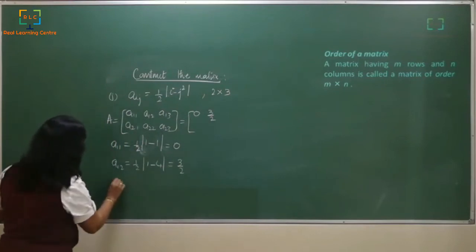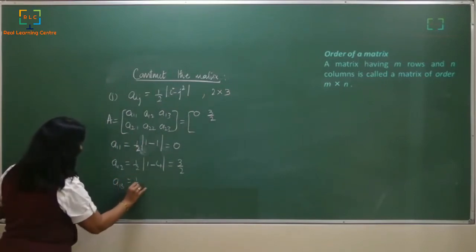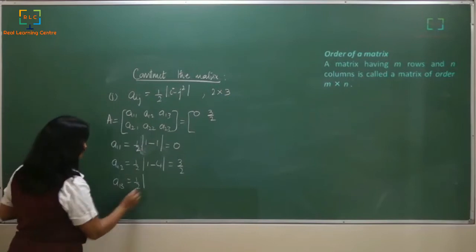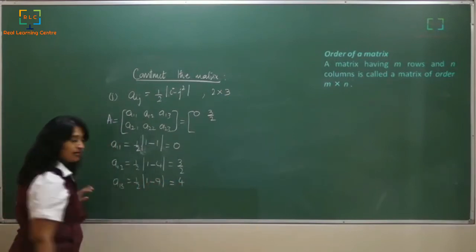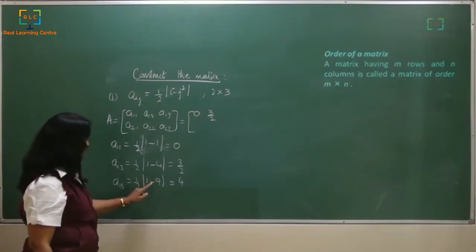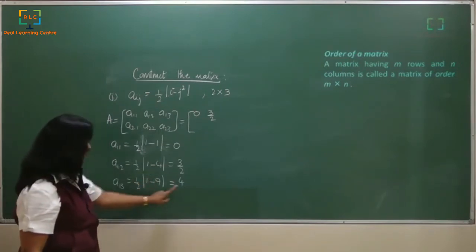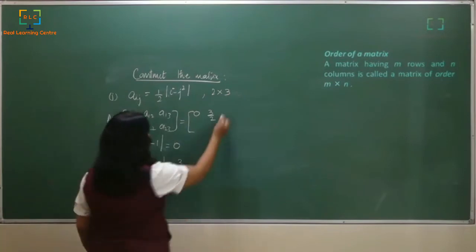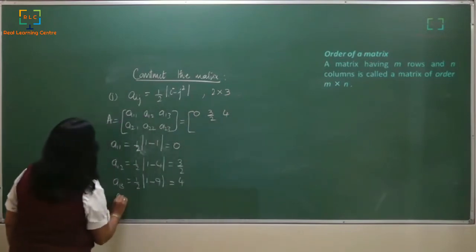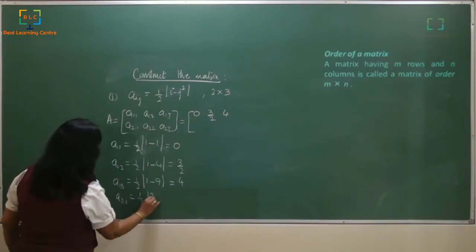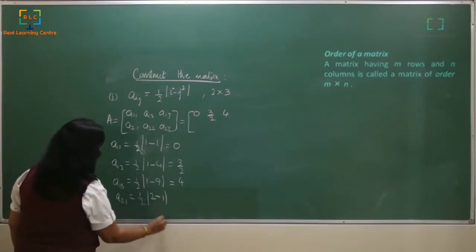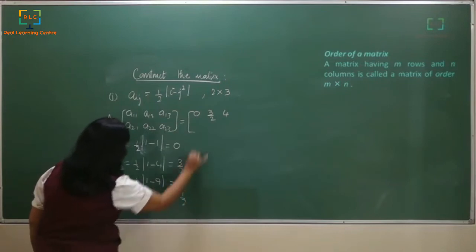So what is A13? A13 will be equal to half of modulus of i is 1 minus 3 square, which is 9, right? 1 minus 9 is minus 8. Minus 8 modulus is plus 8. 8 by 2 is 4. And I got the next element as 4. And the next one, A21. A21 will be half of modulus of 2 minus 1 square. 2 minus 1 is 1, so it's equal to 1 by 2.